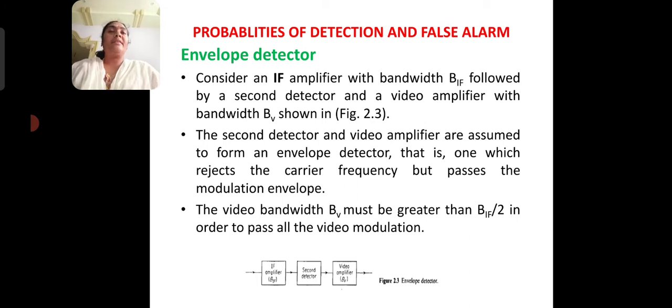Here, on the modulation side, we are mixing the input signal, message signal and carrier signal. Now after receiving the signal, we are rejecting the carrier signal and allowing the modulated envelope. So the video bandwidth BB must be greater than half of the IF bandwidth BIF in order to pass the video modulation. Why we have to choose like this is to get better modulation, to reject the noise and to reject the bandwidth.